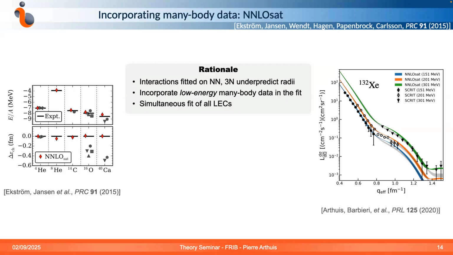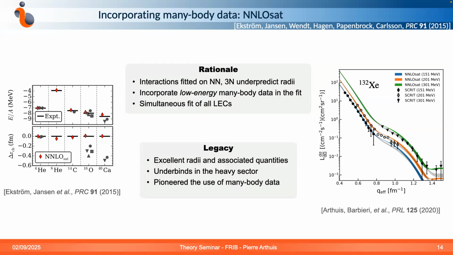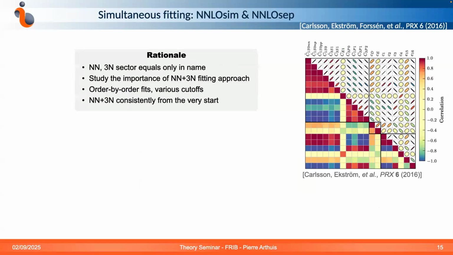Along with the radii, you can have a look at, for example, density profiles, and from that you can reproduce experimental cross sections. Here, electron scattering off xenon-132, for example, and you see that we reproduce the experimental results pretty well here as well. So excellent radii and associated quantities. It tends to slightly underbind in the A-over-V sector, though, and it's really the interaction that pioneered the use of many-body data in our field. Roughly at the same time, a bit less popular, the N2LO SIM and SEP, for simultaneous and separate.